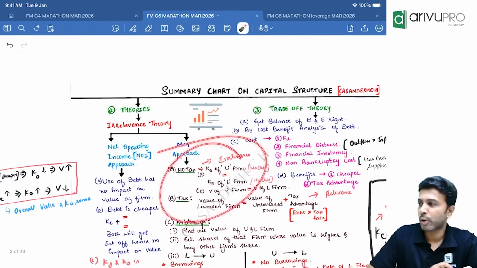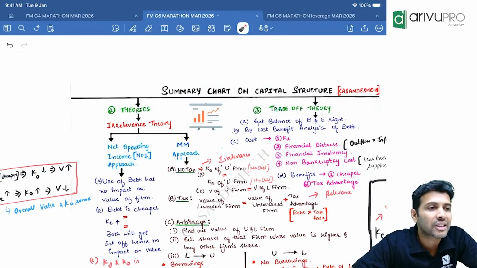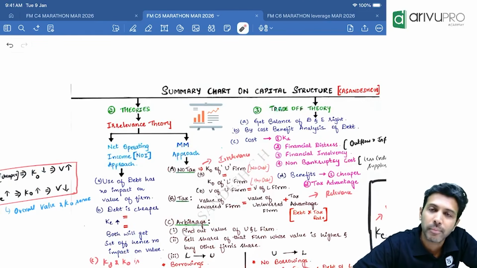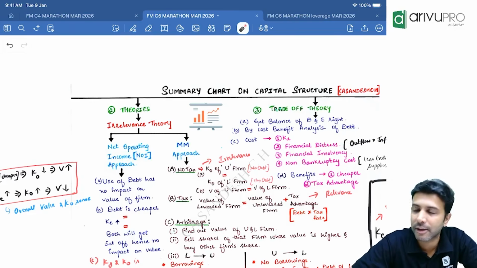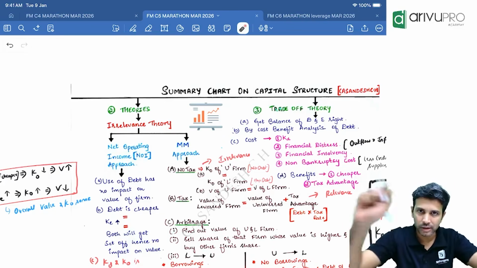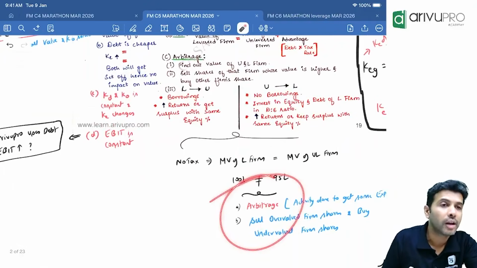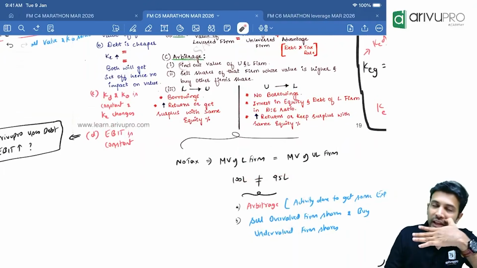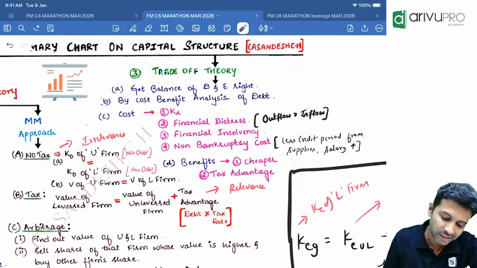Now next, the MM approach. MM sir is batting both for relevance and irrelevance. That's based on tax. If there is no tax rate, then MM is saying the value of the levered firm and unlevered firm both will be the same. Levered firm means the firm which has taken debt. Unlevered firm means which has not taken debt. If there is no tax, both firms' value will be the same. If it is not the same, an investor can do something called arbitrage to get some gain. If there is a tax rate, then value of the levered firm will be equal to value of the unlevered firm plus the tax advantage.